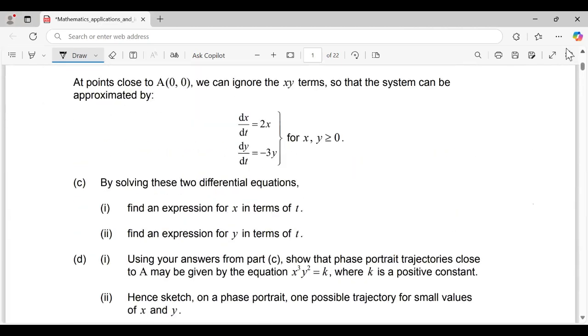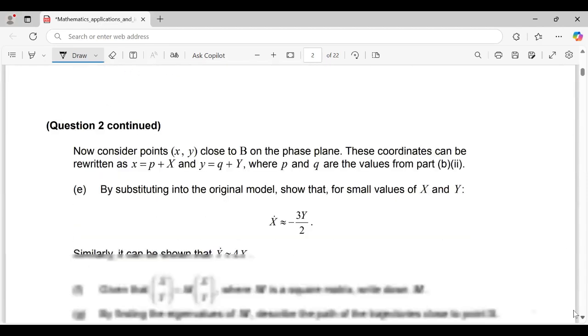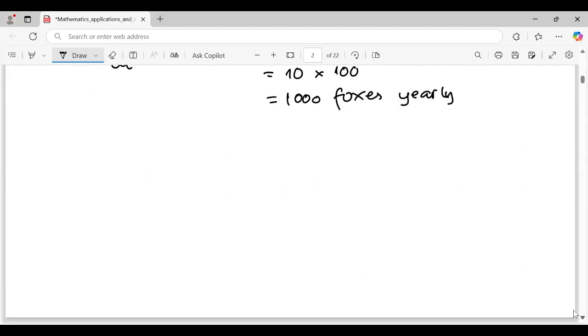Question B. There are two equilibrium points for the populations, A (0, 0) and B (P, Q). So this is the first equilibrium, and this is the second equilibrium. Explain why A is an equilibrium point. Origin is the equilibrium point. Find the value of P and the value of Q. B part 1.